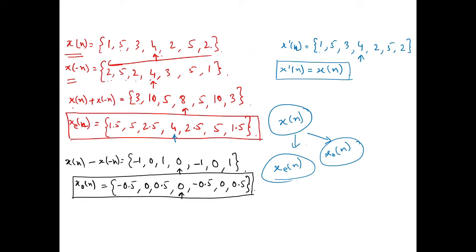Now, for getting the even component, x[n] plus x[-n]. If you do, you get this: 2 plus 1, 3; 5 plus 5, 10; 3 plus 2, 5; then 4 plus 4, 8, and so on. So you get this one, and to get the even component of the signal, you just multiply it by half. Similarly, for getting the odd component, x[n] minus x[-n], you get this multiplied by half.